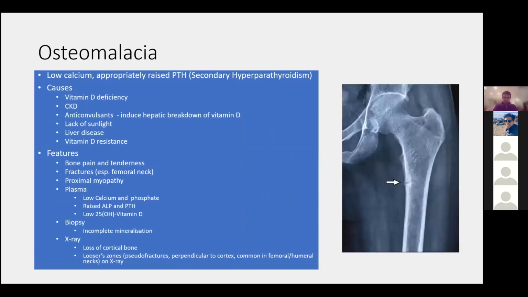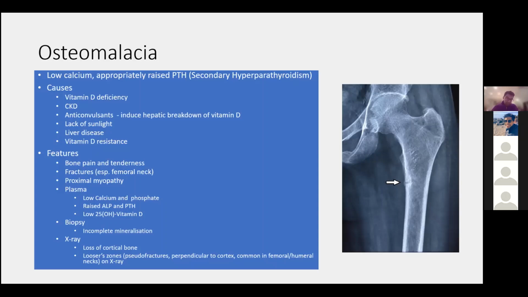So one major cause of hypocalcemia is osteomalacia. So you get low calcium and raised PTH. So what causes this? So most common cause, vitamin D deficiency, chronic kidney disease, as I said before, anticonvulsants like phenytoin, because they increase the breakdown of vitamin D, lack of sunlight, and liver disease, again, lack of activation of vitamin D, or vitamin D resistance.